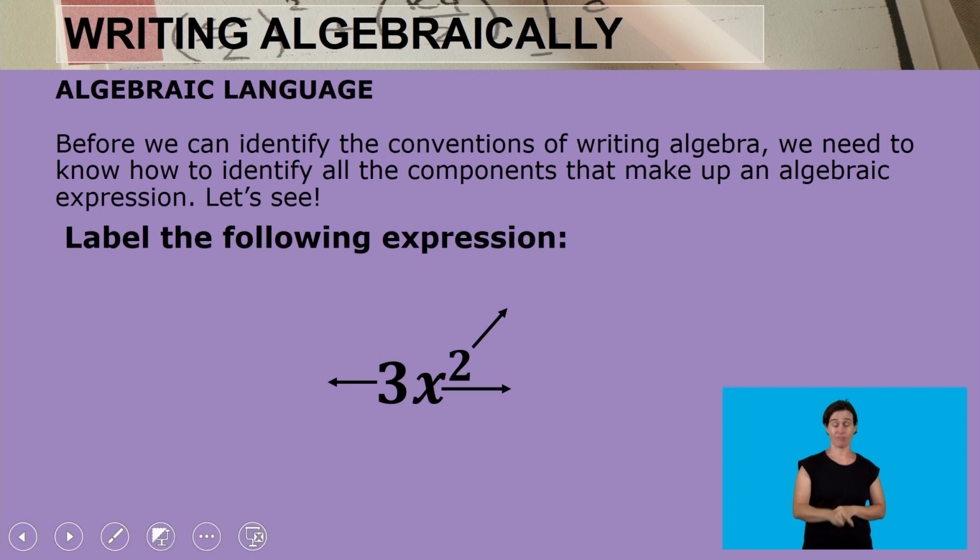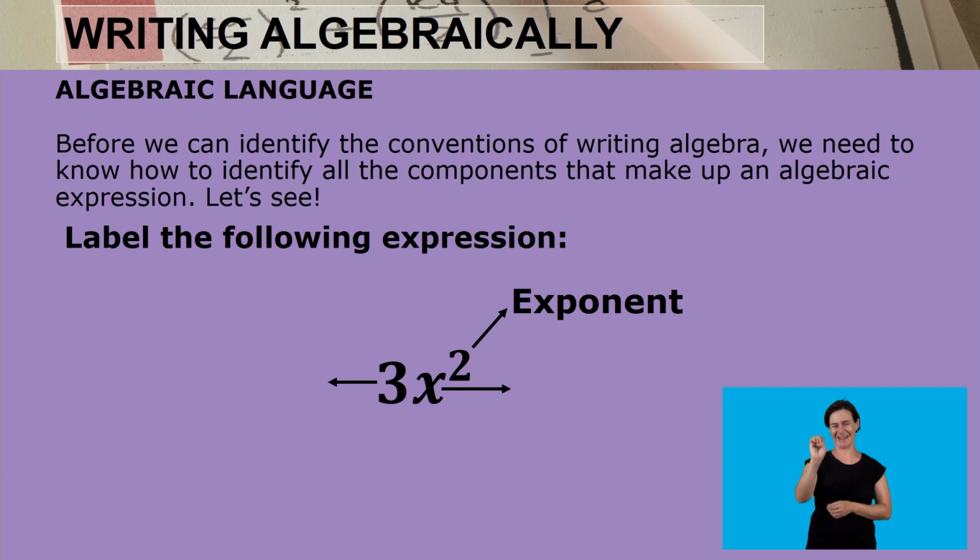So we have been given 3x squared, and from this expression we need to label that 3 and the x and that 2. Let's start with the 2. What do you think that 2 is? Yes, if you are thinking of an exponent, then you are absolutely correct. We know that that 2 is an exponent.